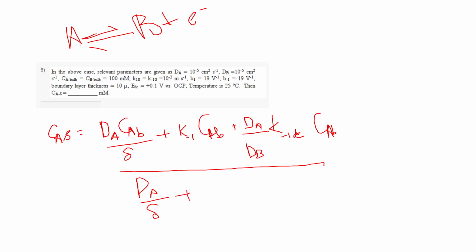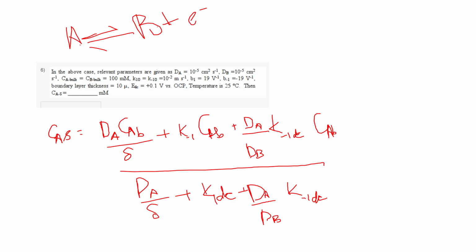K1 dc plus K minus 1 dc. So this is the equation. Now you need it in millimolar. So the first step is to make sure that all are in the same unit. dA and dB are already in centimeter square per second. Ca bulk and the others are given in millimolar, so you have to convert into mole per centimeter cube because you have dA and dB.